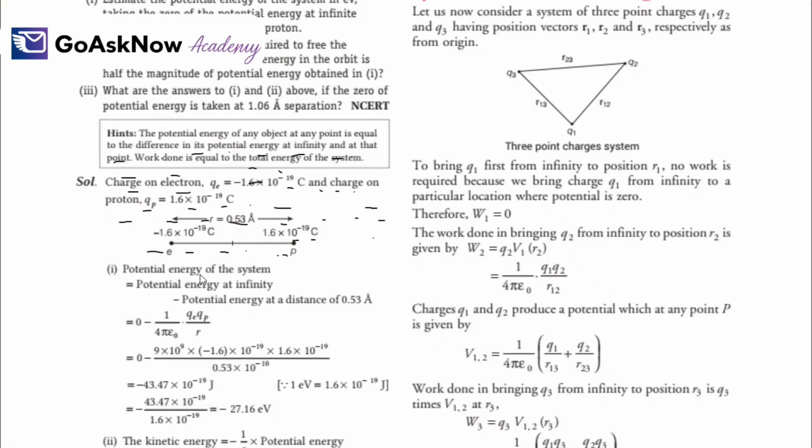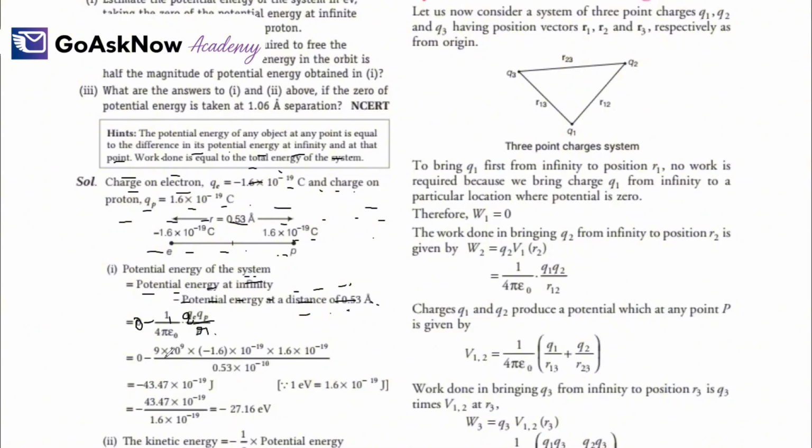Now, what is the potential energy of the system? Potential energy at infinity minus potential energy at a distance of 0.53 angstrom. Because we already know that the potential energy of any system is, taking infinity as the reference point, minus the potential energy of the system at the required distance. So here, 0 is the potential energy at infinity minus 1 by 4 pi epsilon naught, e times e over r. This formula we already covered in the previous discussion, so that is why we have used it.